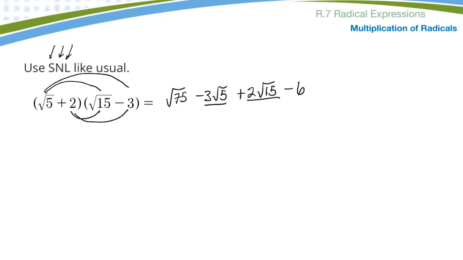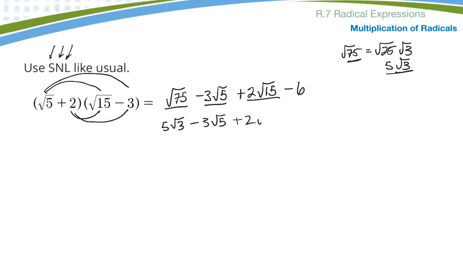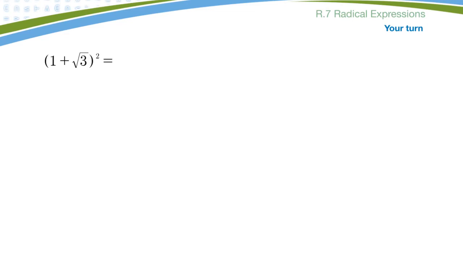Neither is 6. 75, I think I can simplify. Let me do that over here. 75 is the same as 25 times 3, and the square root of 25 is 5. So I can replace root 75 with 5 root 3. Oh, but still that doesn't give me a radical that matches any of the other ones. So this is where I would leave that question. Try that one.